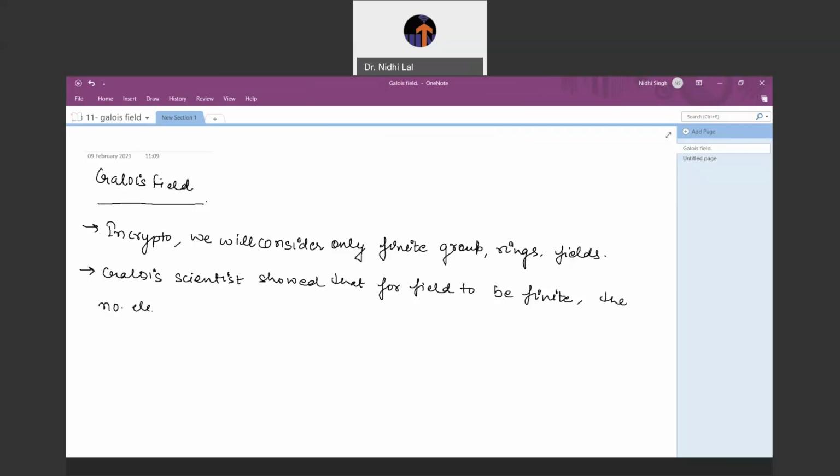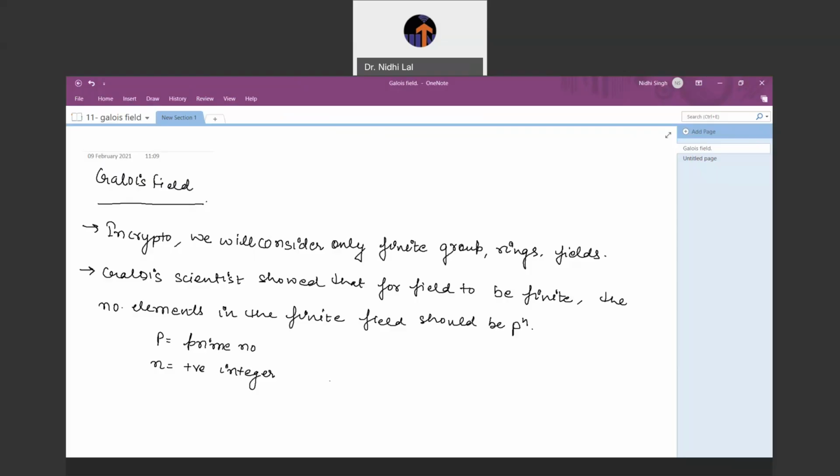The number of elements in the finite field should be p to the power n. Here p is the prime number and n is the positive integer. And this type of field is known as Galois field.